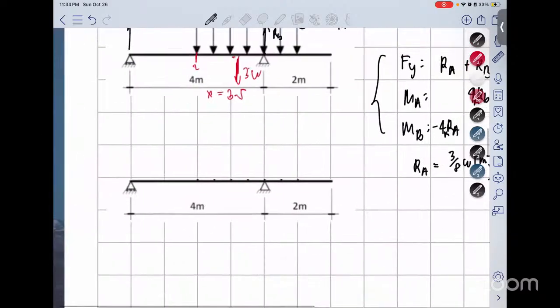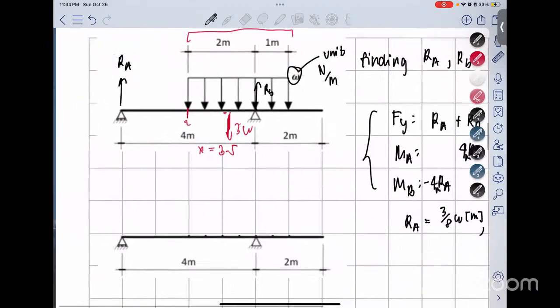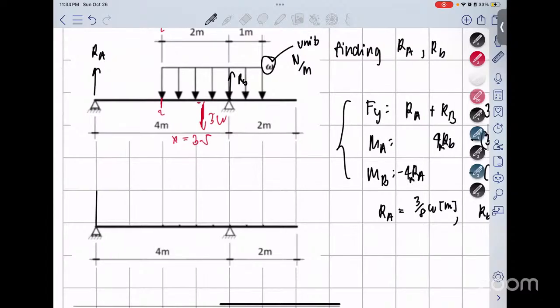So, moving on. And now we have that. Now we can write everything in terms of W, just makes our lives easier. So, start here. Just going left to right. So, una, may reaction force tayo from A, which is upwards. This is 3/8 omega. And then we have nothing up until the 2-meter mark. And then may uniform downward force tayo.